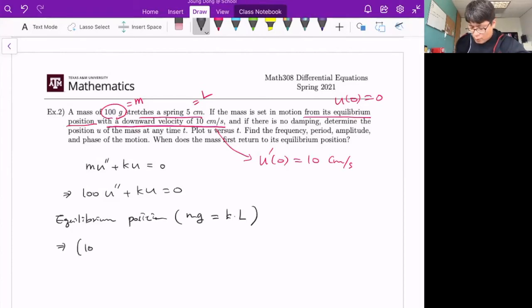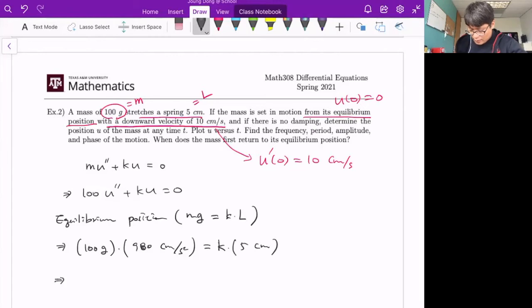It is 100 gram, which is mass, and gravity is 9.8 meter per second square. But for this problem, they are using centimeter, right? So we are not going to use 9.8 meter per second square, but we're going to use 980 centimeter per second square, okay? We have to use the same unit everywhere. And that equals k, the spring constant that we have to find, times the stretching by that weight, which is 5 centimeter, right? That's it. So we're going to divide by 5 centimeter on both sides.